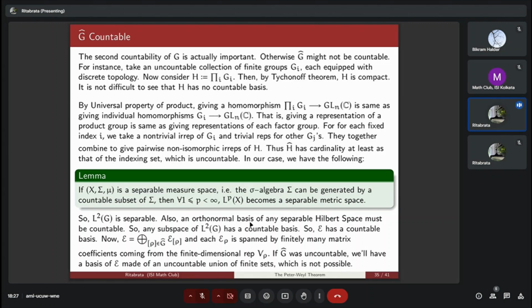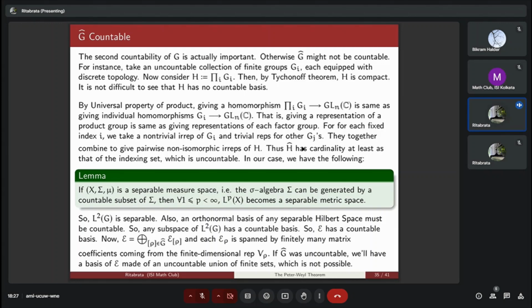We claim that G being second countable is enough. This follows from the next lemma. It says that if (X, sigma, mu) is a separable measure space, that is, the sigma algebra can be generated by a countable subset, then for a separable measure space, L^p becomes a separable metric space. So using this lemma, we can directly say that if G is second countable, then L2(G) is separable.